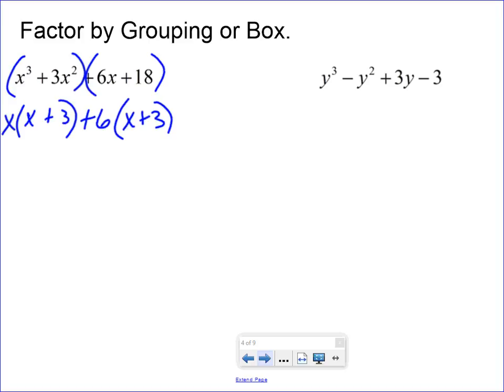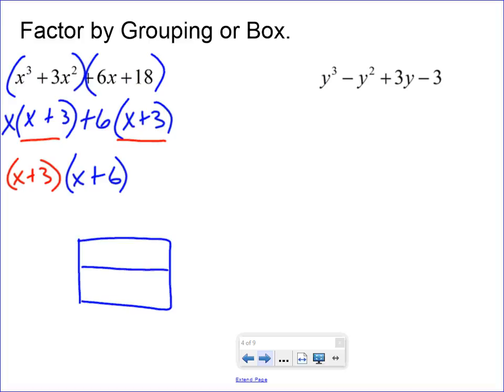And then we ask ourselves, what's the common factor? Well, our common factor now is an x plus a 3. If you pull that x plus a 3 out, what you'd be left with now is the x plus the 6, and you would be done. Now, that's one method. I actually prefer another method, which I just refer to as the box method.